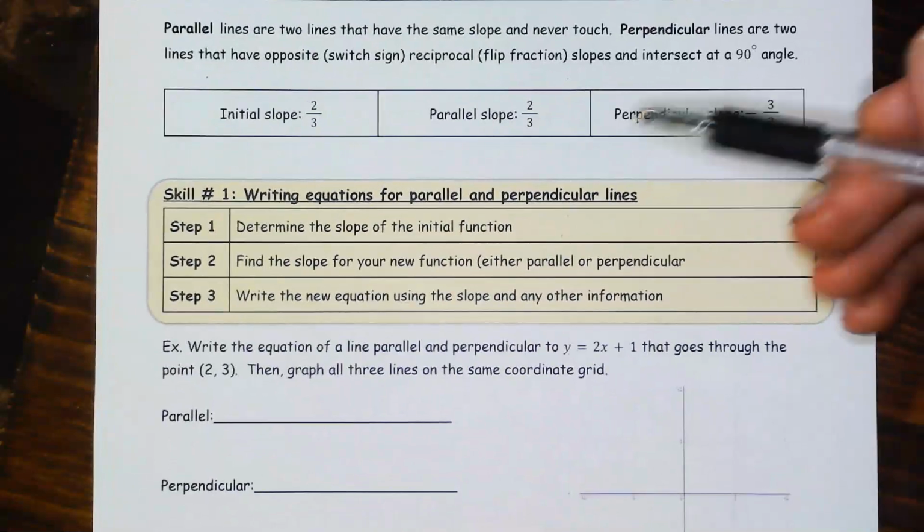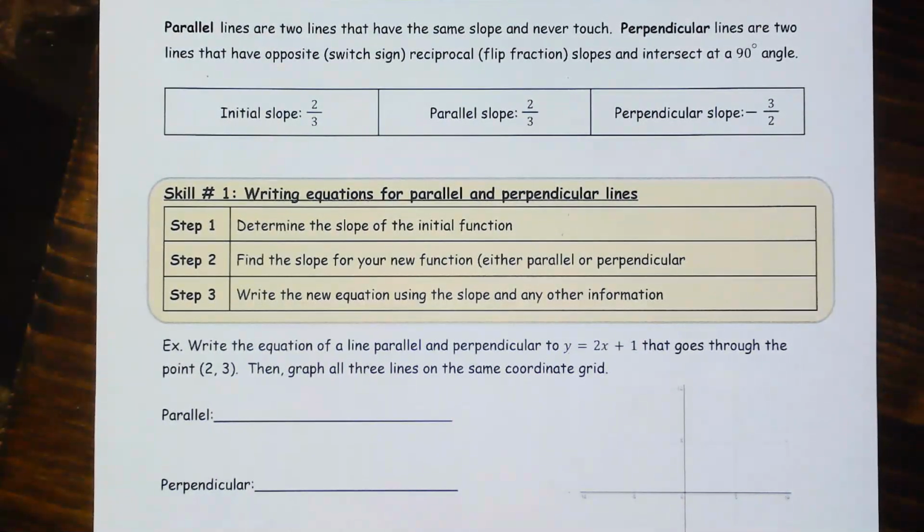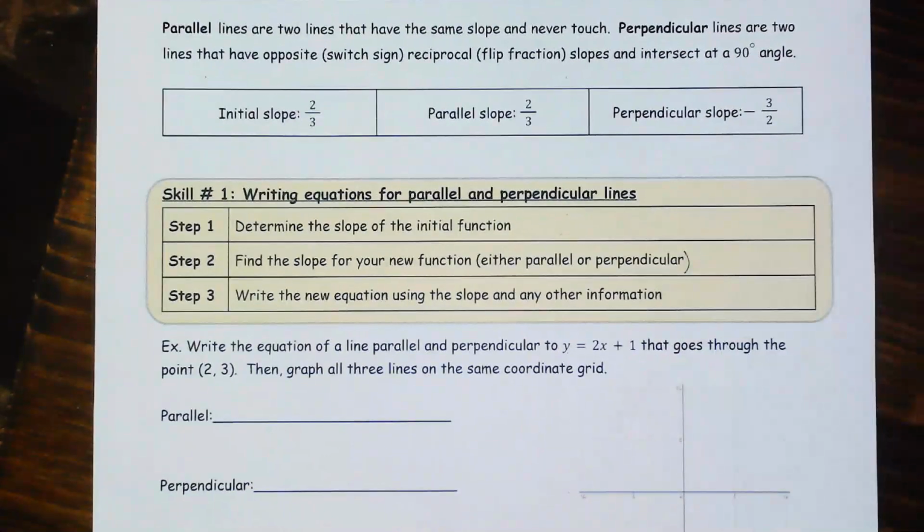So determine the slope of your initial function. Find the slope for your new function, either parallel or perpendicular, depending on the one. And then write the new equation using the slope and any other information.